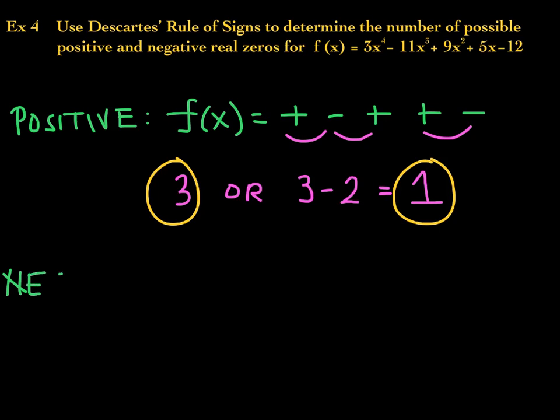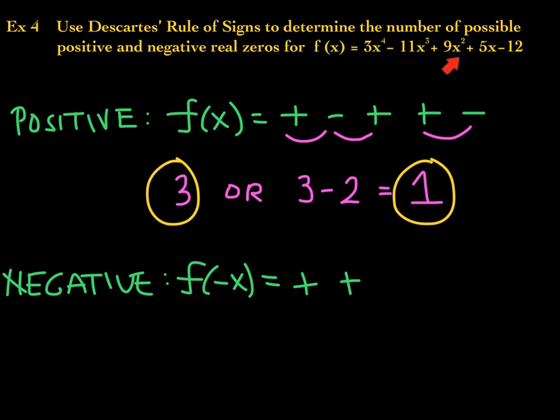Now for negative real zeros, we have to count the number of sign changes in f of negative x. The first term, the variable has an even exponent. So no matter what you plug in for x, and actually here we're plugging in negative x for x, negative x to the 4th power will be the same thing as just x to the 4th power. So this term will keep its original sign, which is positive. The next term, the variable has an odd exponent. That's going to make this term change sign. So it's negative right now, it'll become positive.